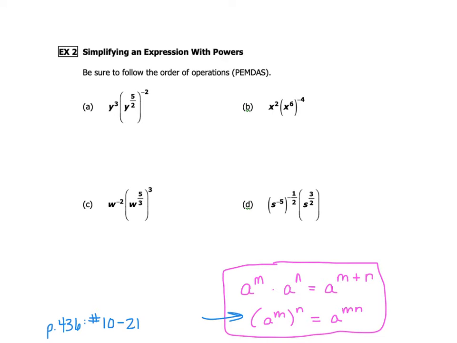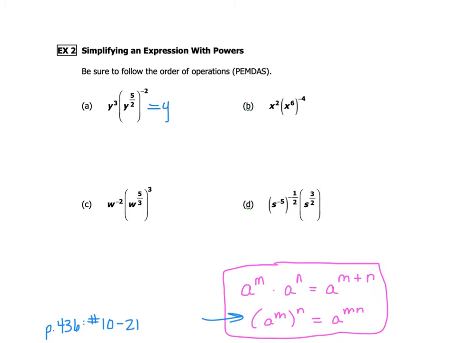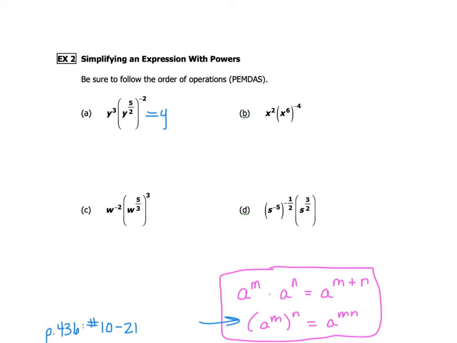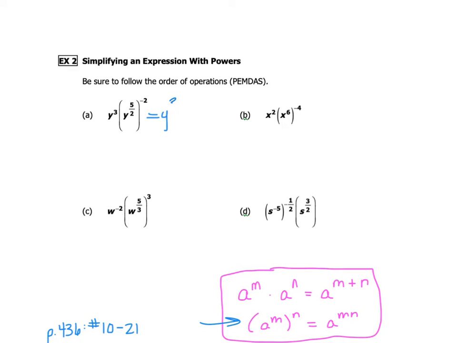So when I go to this particular example in example A, I'm going to leave my y to the 3rd alone. And I'm going to work on my power rule right here. So I have 5/2 times -2. Now 5/2 times -2, you can make this a -2/1. When I multiply these, I'm going to cancel those exponents. This becomes y to the -5 power. So I've got y to the -5 power.